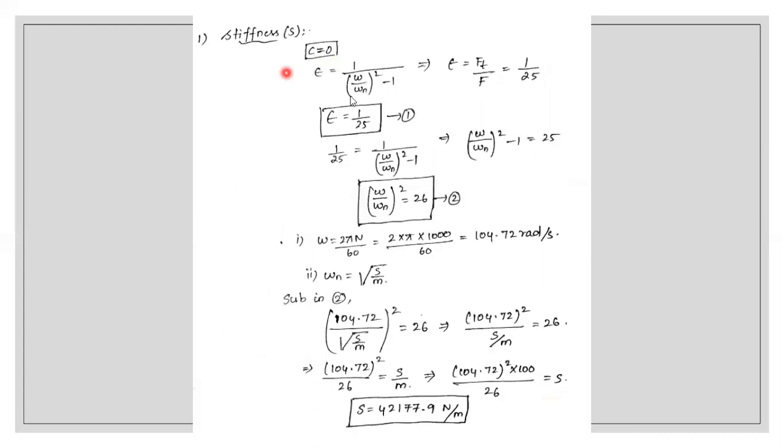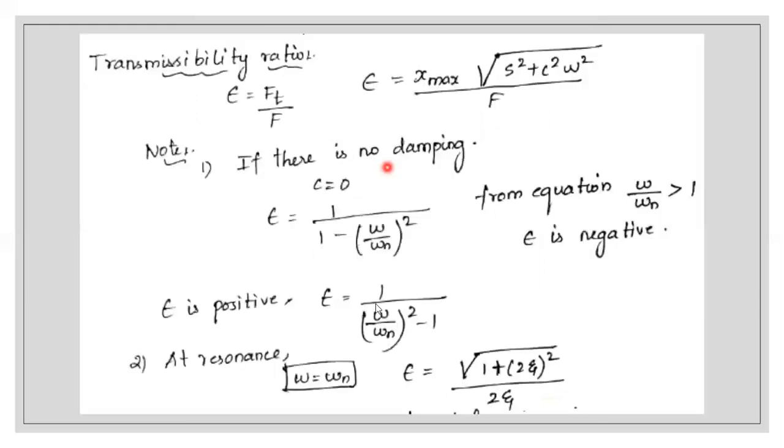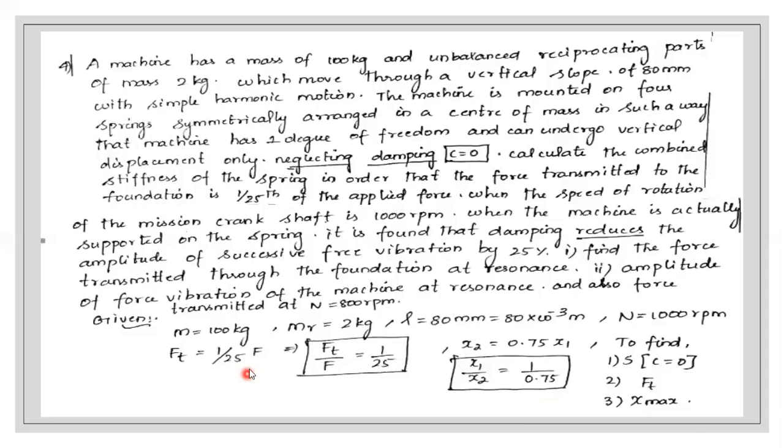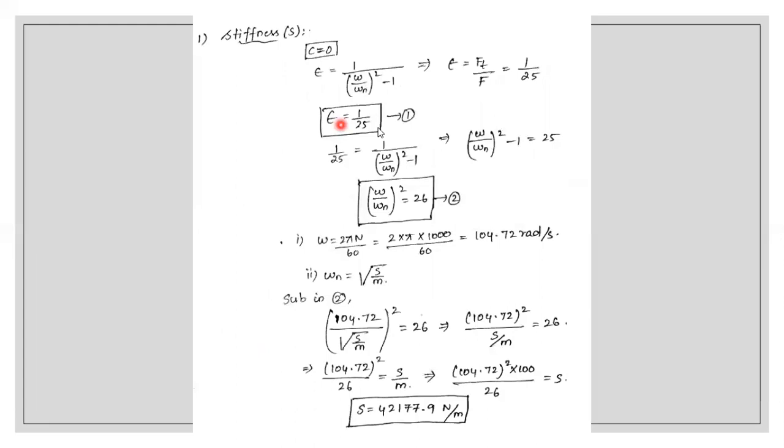So epsilon is equal to 1 by (omega by omega n) whole square minus 1. This is the formula we already saw here. We know the value of epsilon. Epsilon is nothing but force transmitted to applied force. Just cross multiply this and bring the applied force downwards. So Ft by F is equal to 1 by 25, which is epsilon, the transmissibility ratio. Just substitute epsilon equal to 1 by 25.